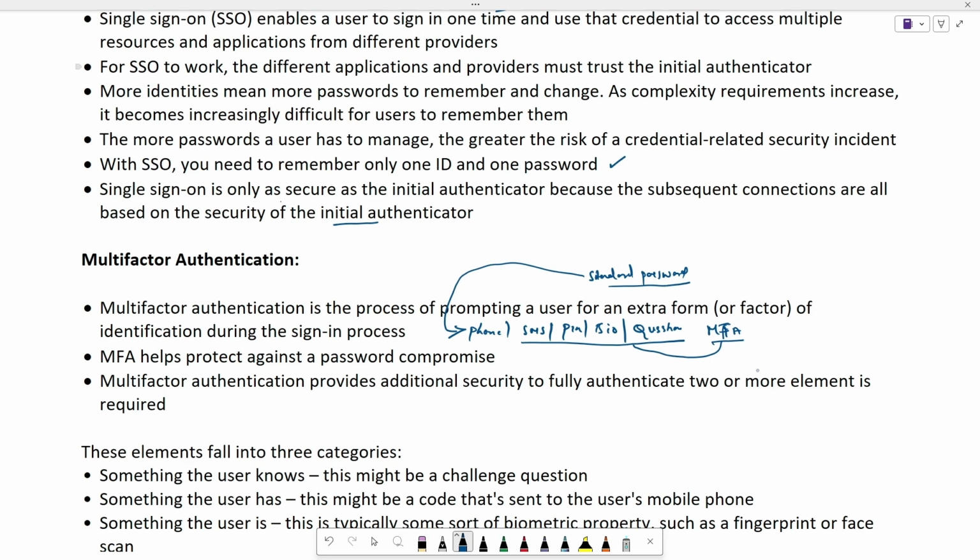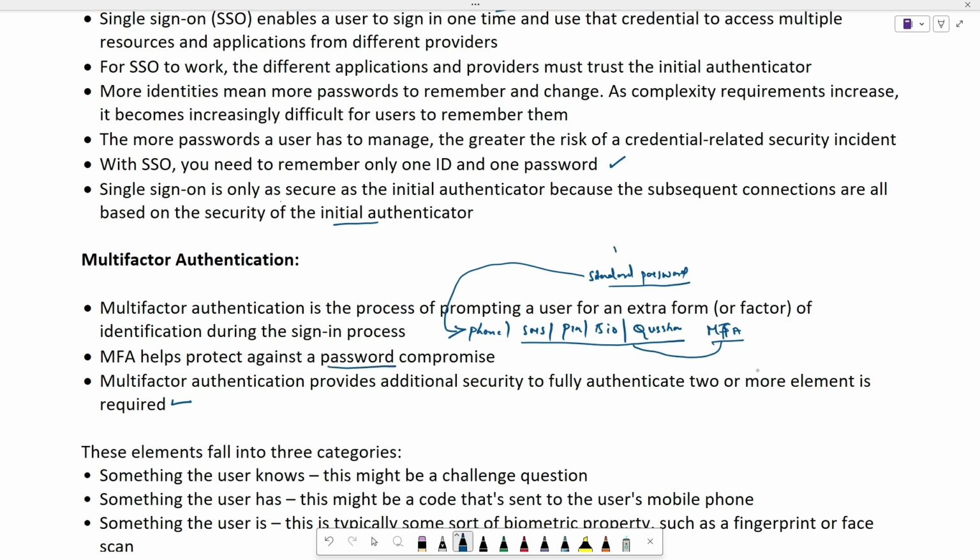Multi-factor authentication provides additional security as you need two or more elements to prove you are the valid user. So multi-factor authentication is actually going to provide an additional layer of security. Multi-factor authentication also protects you against a password compromise.